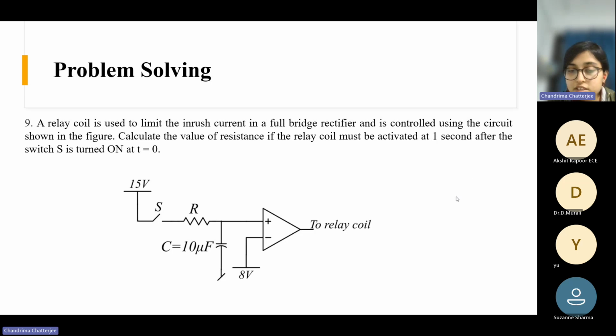Just wait a minute, I shall connect the charger of my laptop. Just wait a minute.